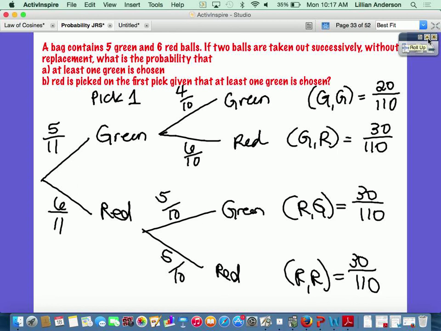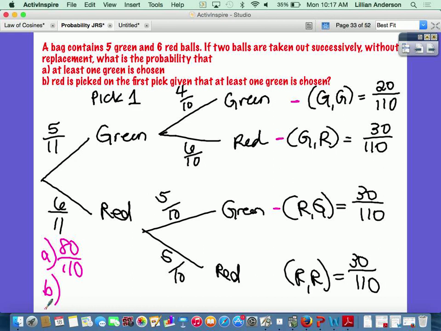So, at least one green. What's the probability that at least one green is chosen? 80 out of 110, because you would add green and red, and red and green together. So yes, your answer to A would be 80 out of 110. With it nice and neat off to the side, you don't have to go through each branch all over again.